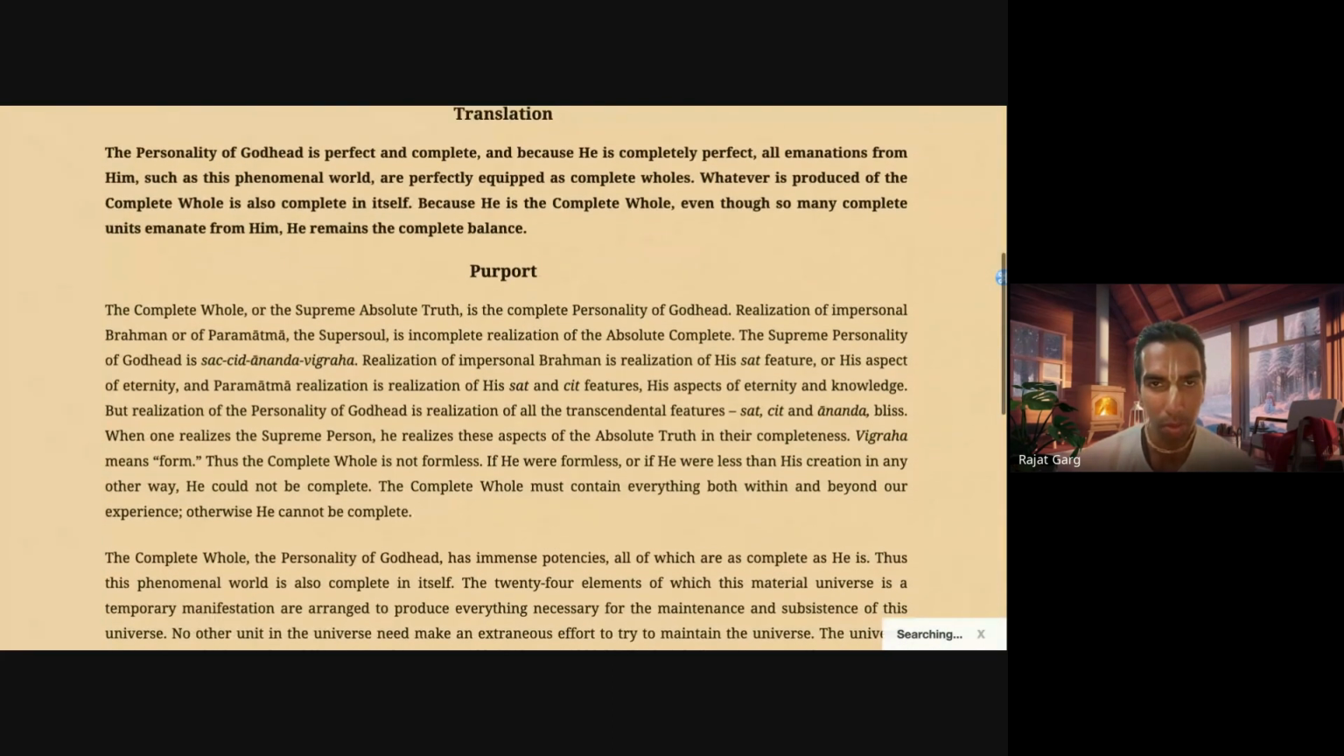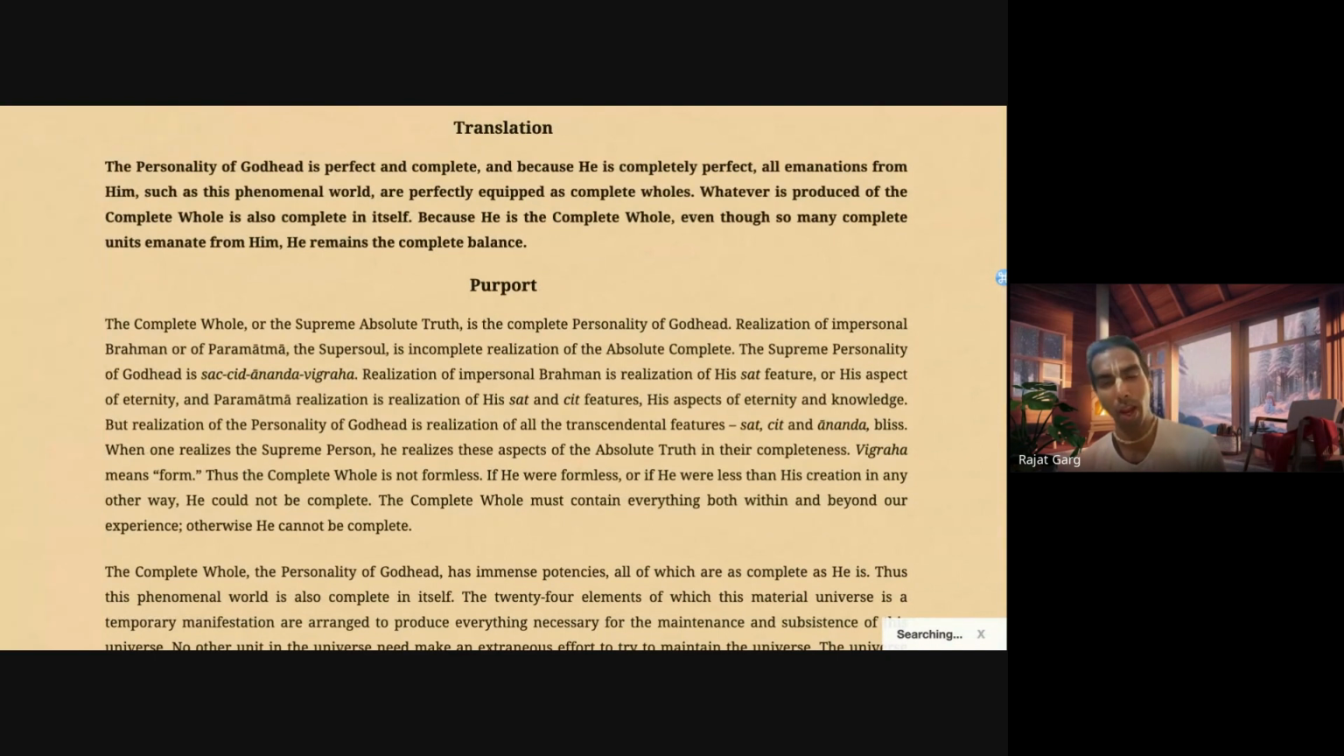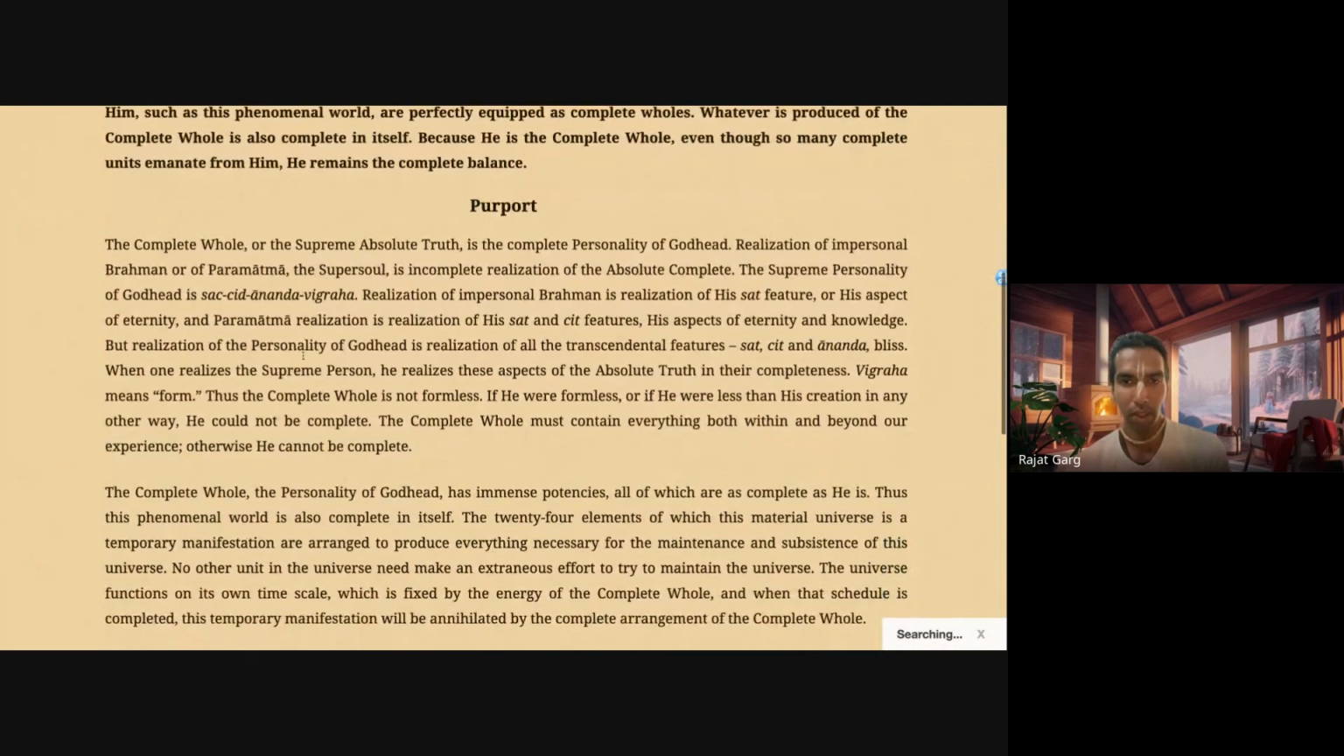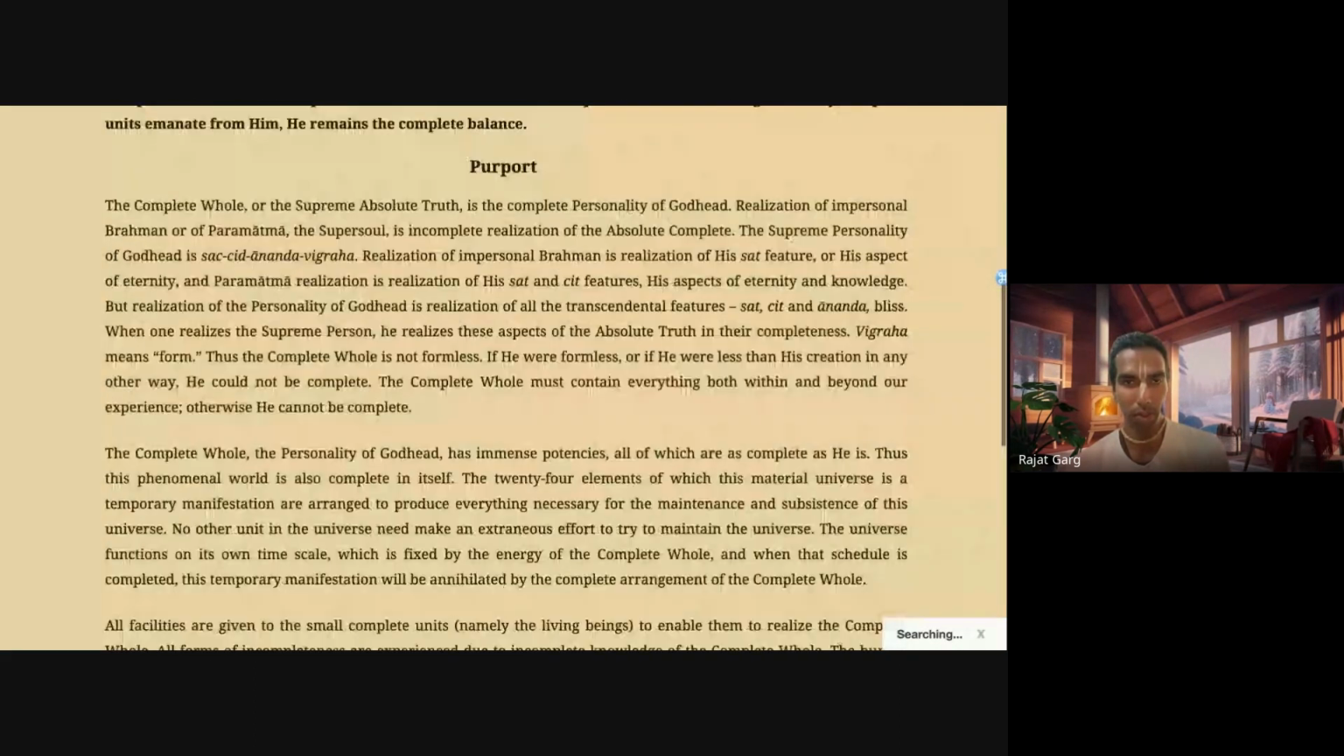So let us read the purport, and you can raise your hand anytime. After reading the purport, we will introduce Simran Mataji, and then we'll do some exercise if possible.